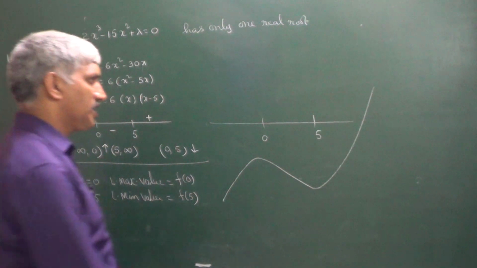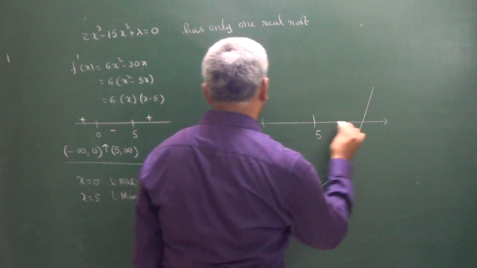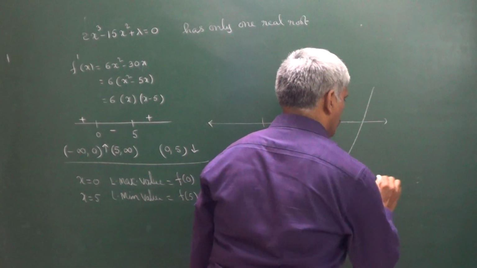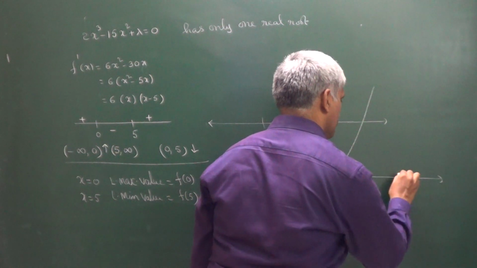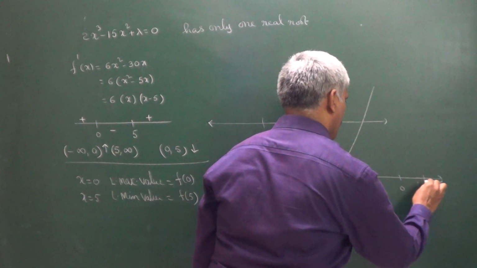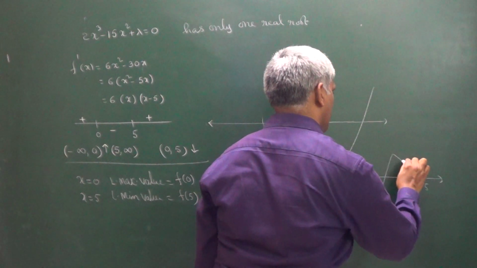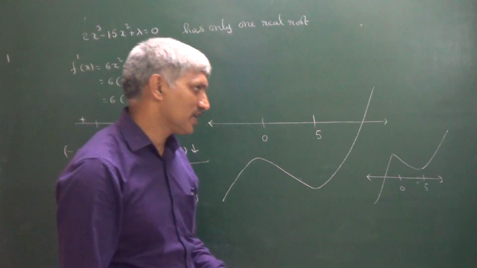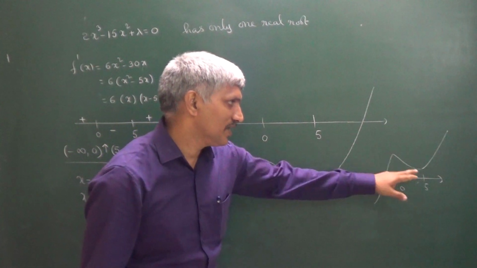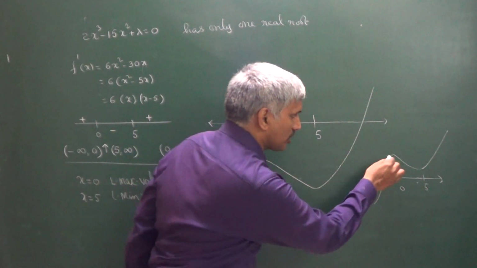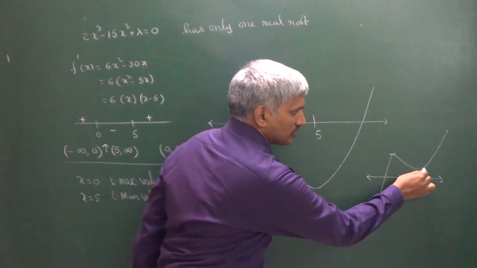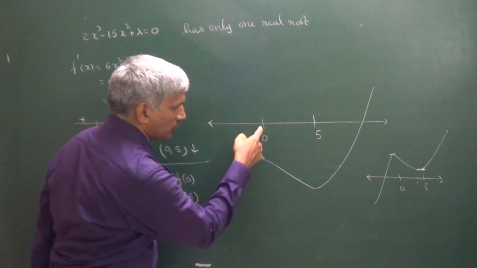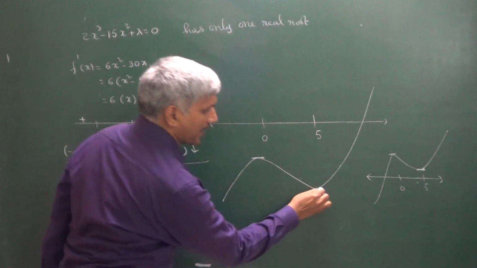In this case, it is intersecting x-axis at only one point. Or the graph may be like this also. These are the two possible cases. Here we have 0 and here we have 5. Here also the graph is intersecting at only one point. Whether you observed or not, this is the local maximum value and this is the local minimum value. Whereas here, local maxima at 0, local minima at 5.